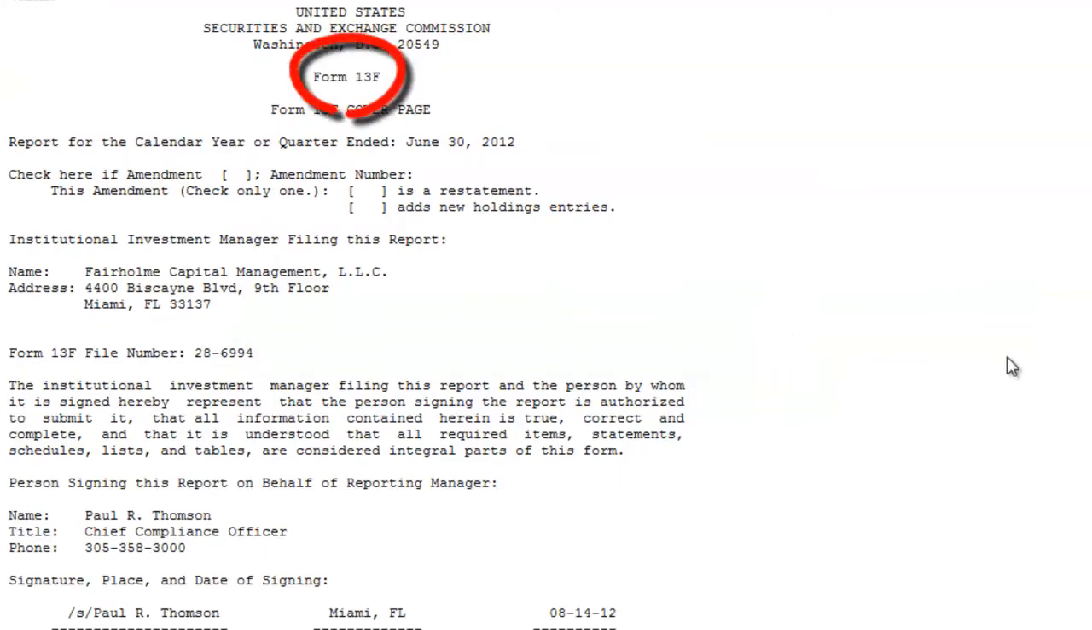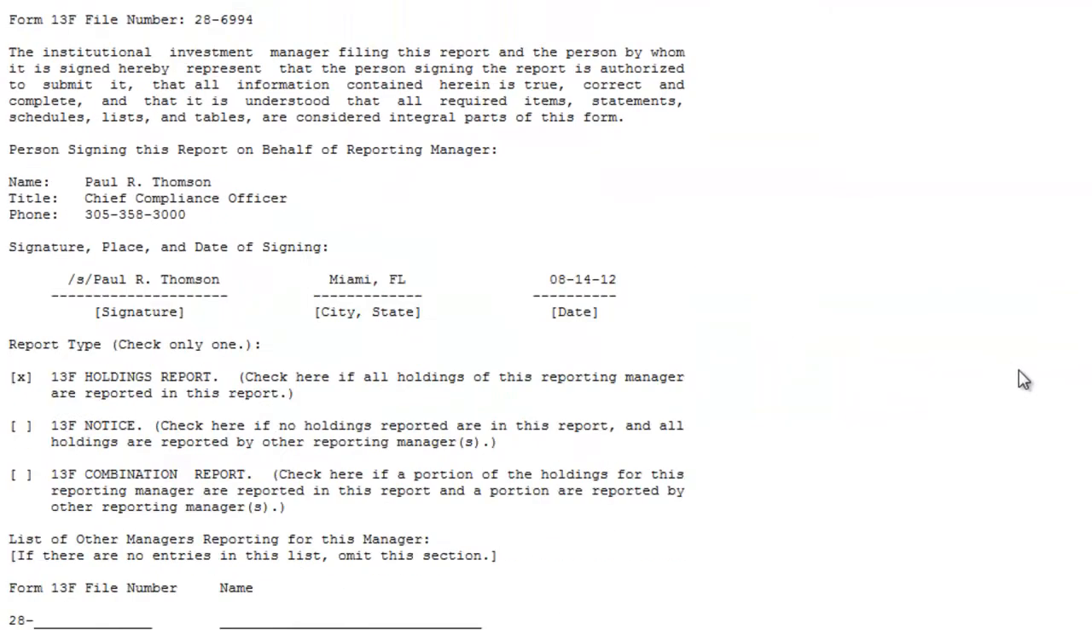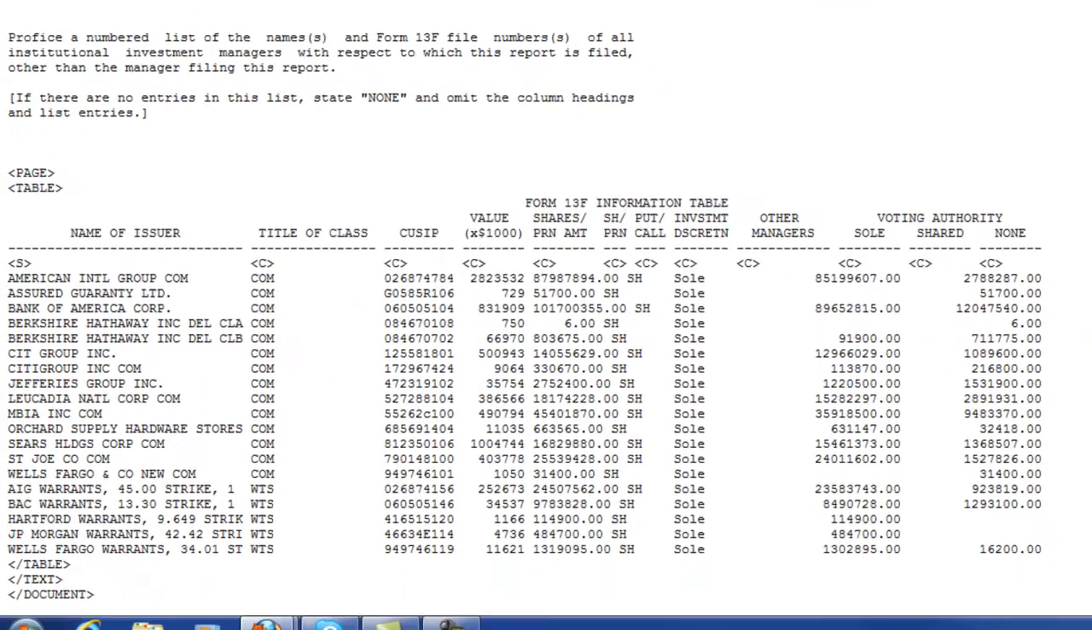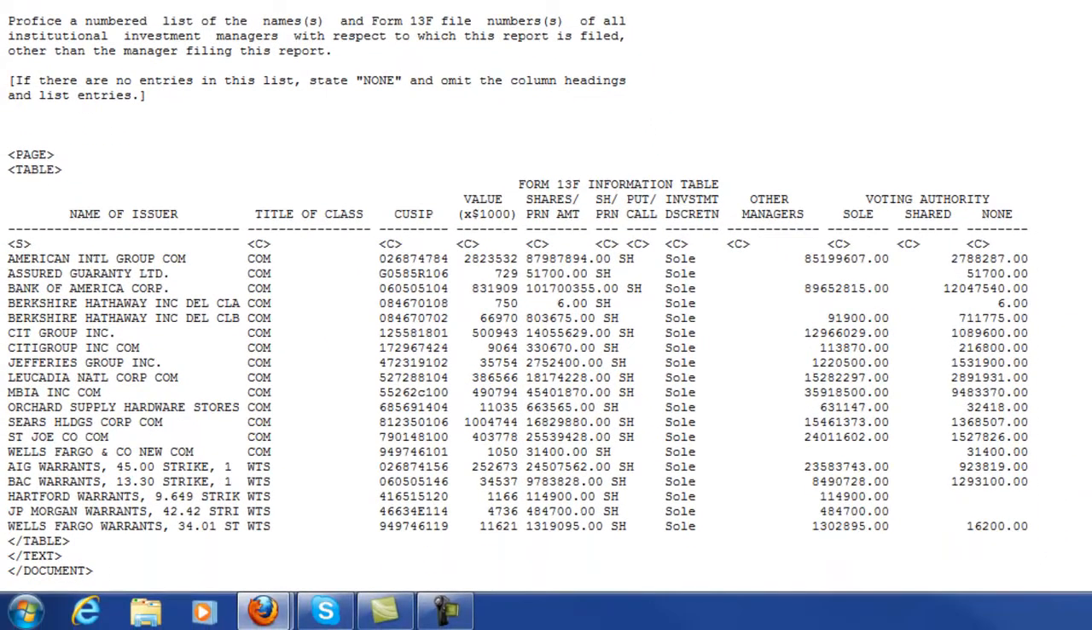And there you go. Form 13F. If we scroll down, we have a list of investments that are within his mutual fund. So again, we have AIG, Bank of America, Berkshire Hathaway. A lot of the investments that you find here, we previously saw Monish Pabrai holding.